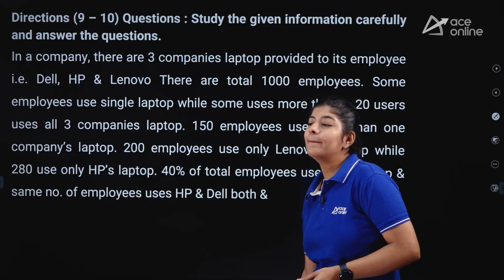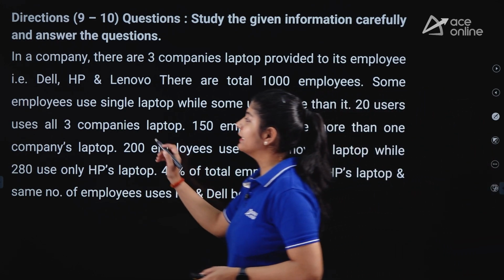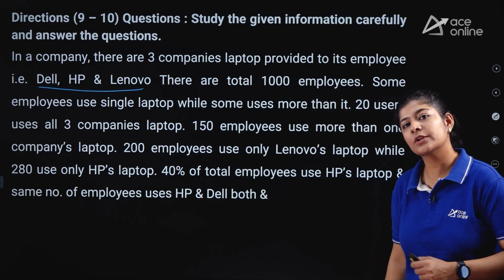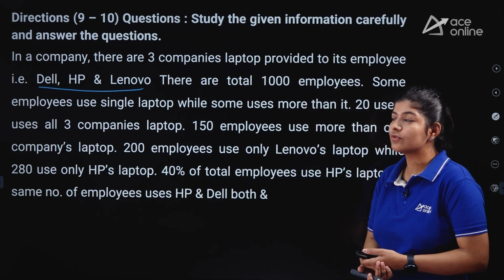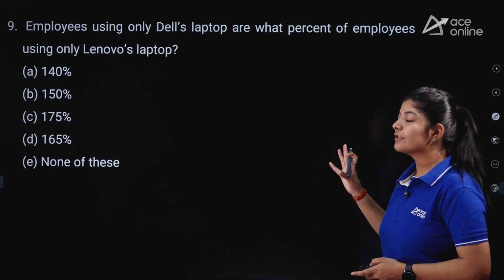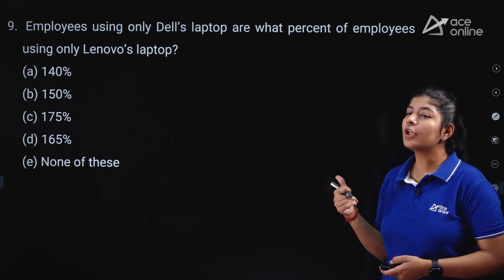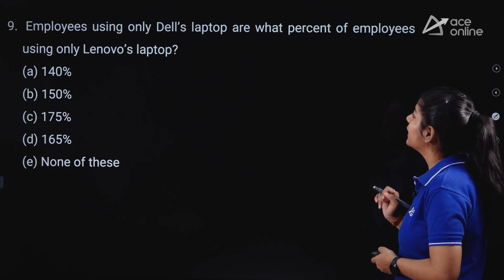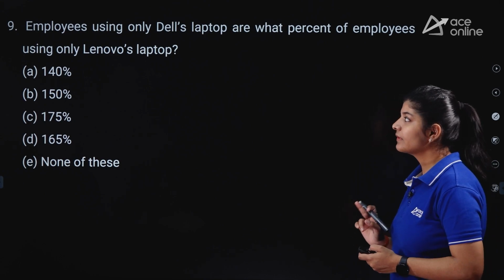So this is the basic data that you are having, and here you are having 3 types of laptops. On the basis of this, first you have to retrieve all the specific values that you need to solve all these questions. So this is your first question based on this CSIT: employees using Dell's laptop are what percentage of the employees using only Lenovo's laptop?